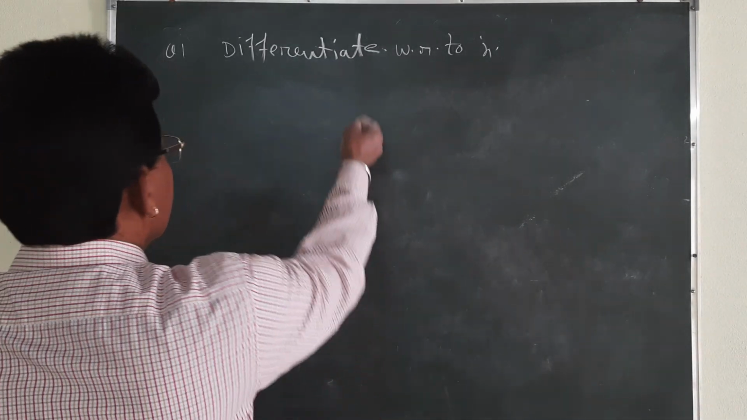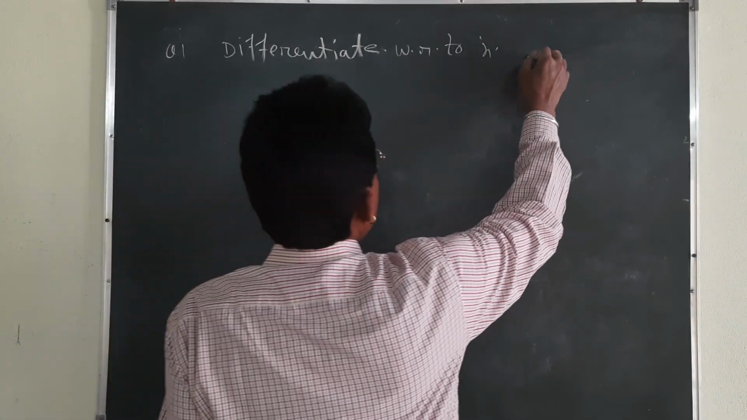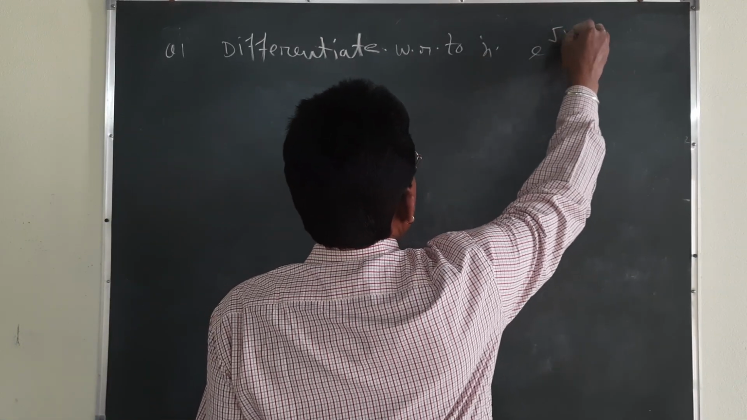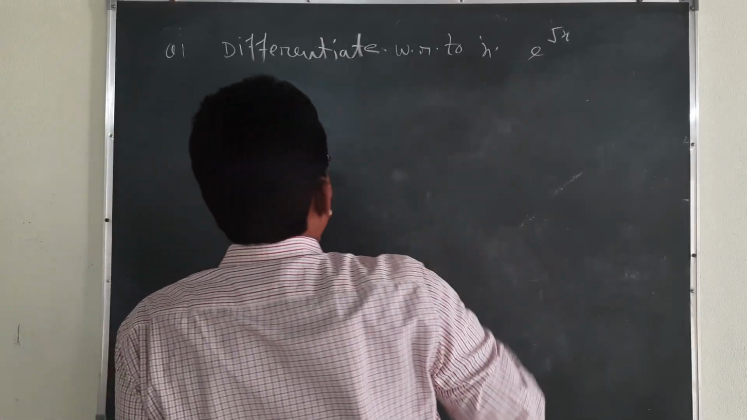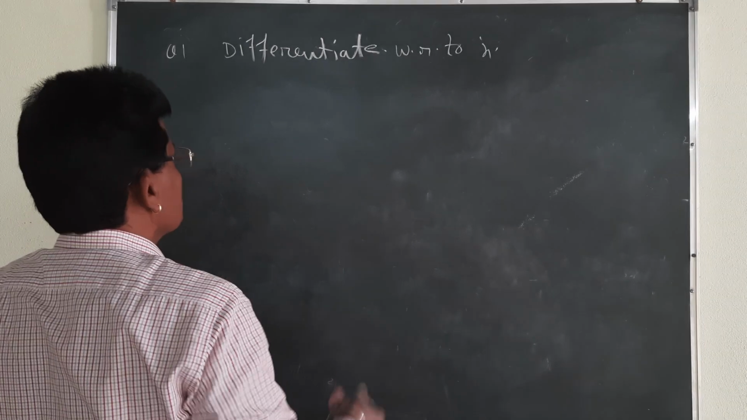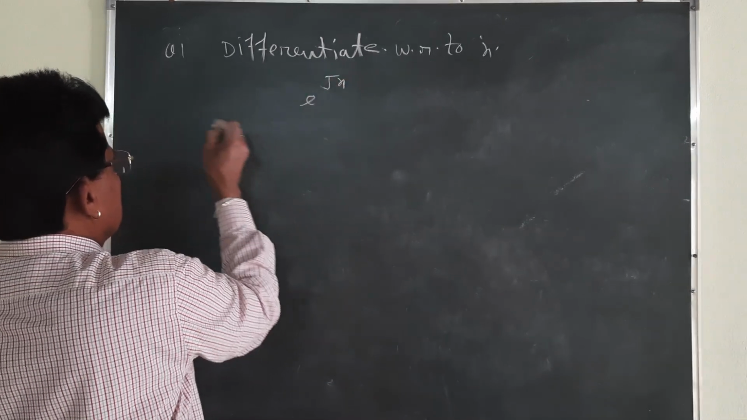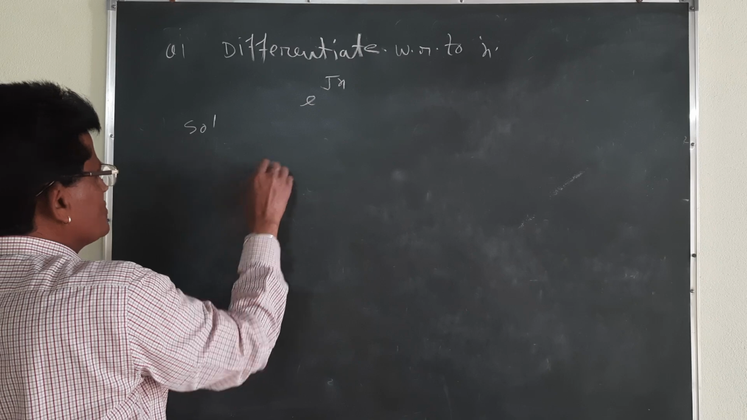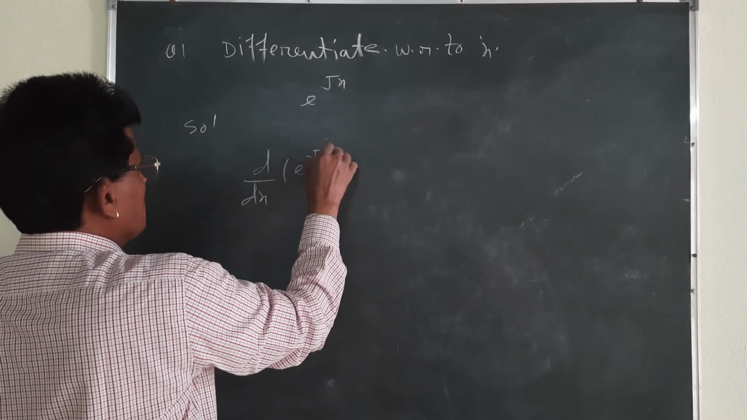Okay, differentiate e to the power root x with respect to x. Let me write the function here, e to the power root x. The question may be asked in any way. Solution. My dear student, directly you can find this differentiation, e to the power root x.